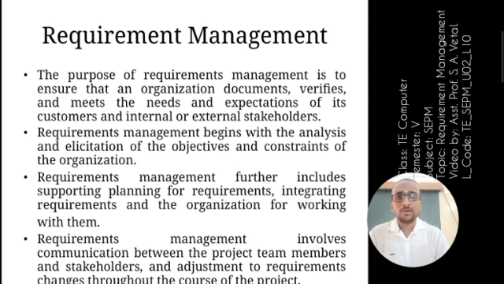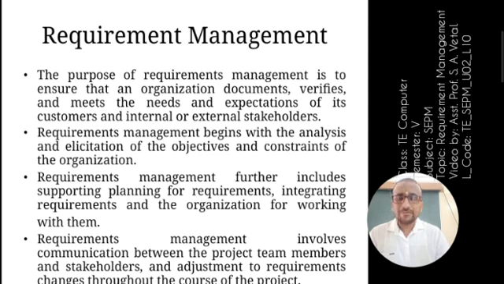With the help of requirement management, we are going to ensure the same thing, whether those needs and expectations of the customers are fulfilled or not. We are going to verify whether the software meets the needs and expectations of the customers and internal and external stakeholders, and we check that with the help of requirement management.